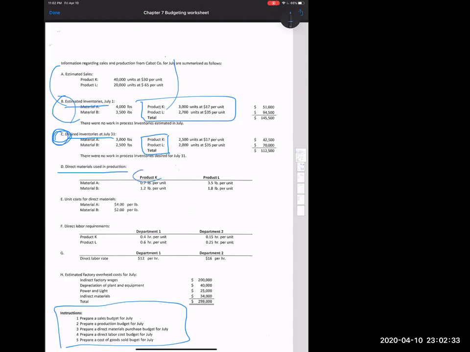For product K, we need both material A and B. In order to make product K, we need 0.7 pounds per unit of material A, and for material B we need 1.2 pounds per unit, okay? If that's per unit, how many units of product K are we making? That goes back to our production schedule. So let's start with material A first and do the calculation for material A.